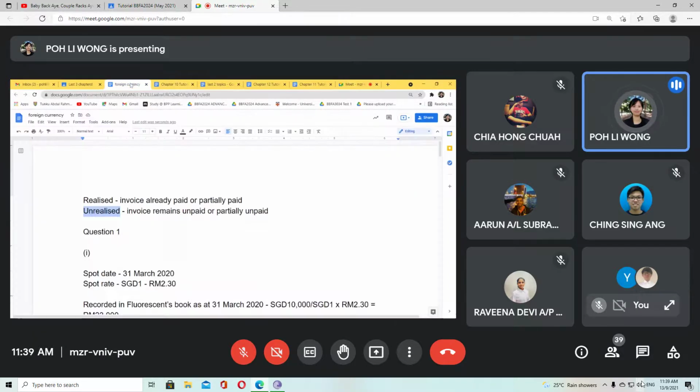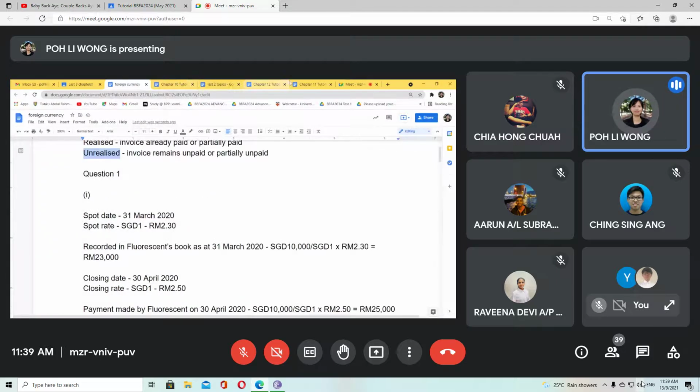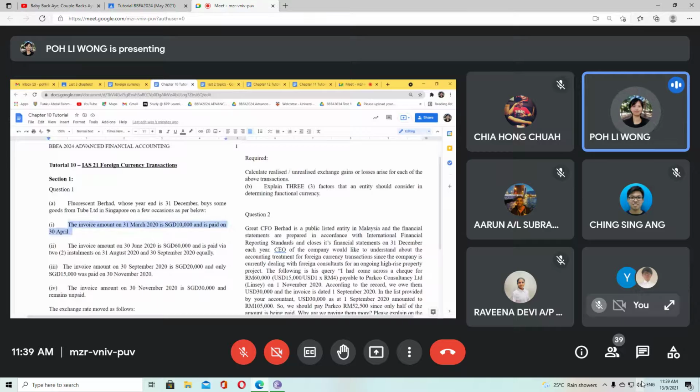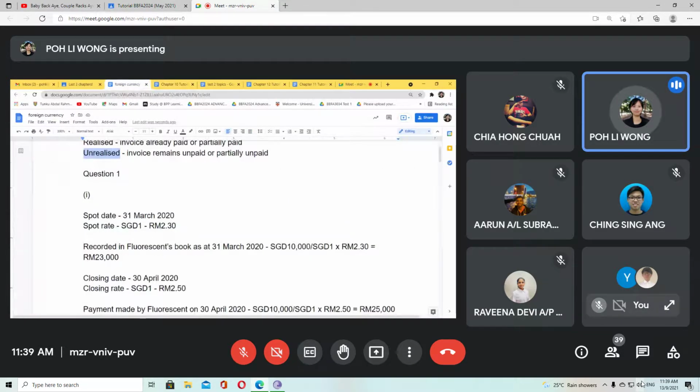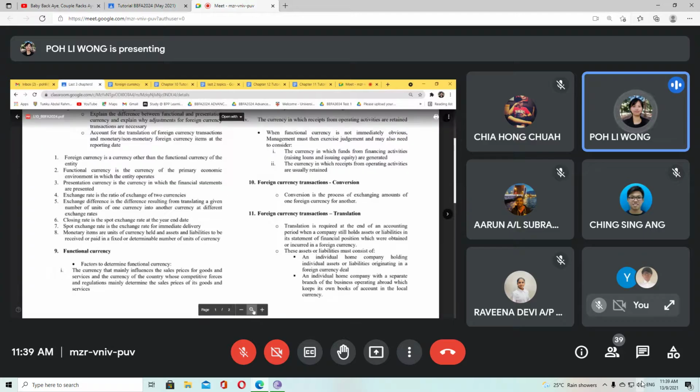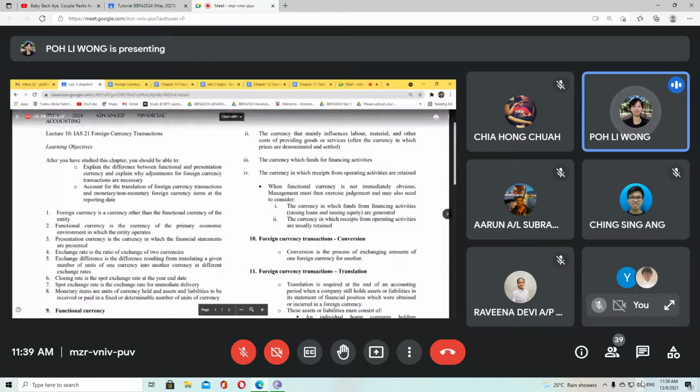Okay, so now let's move on. The first question itself, the invoice amount on 31st March 2020 is SGD 10,000, paid on 30th April. So now we need to identify the spot rate and also the closing rate. I have briefed all of you just now that you must be able to understand the difference between spot rate and also closing rate.